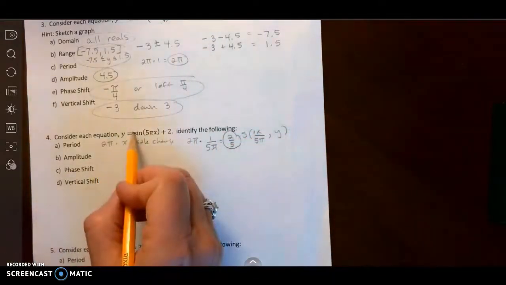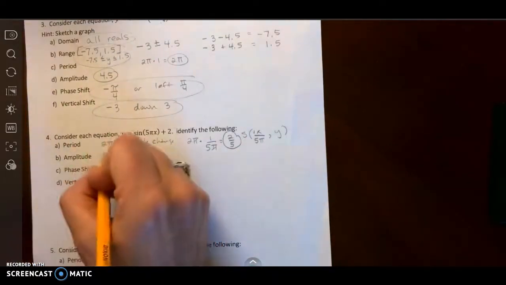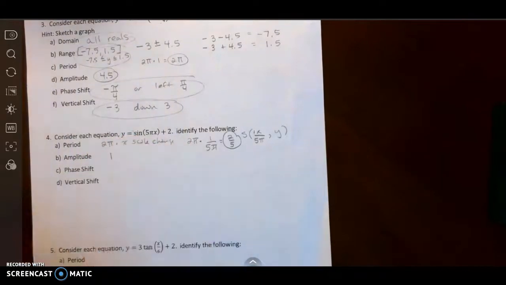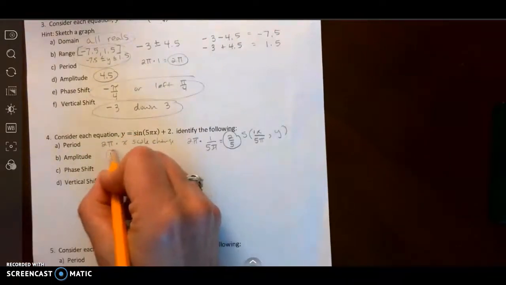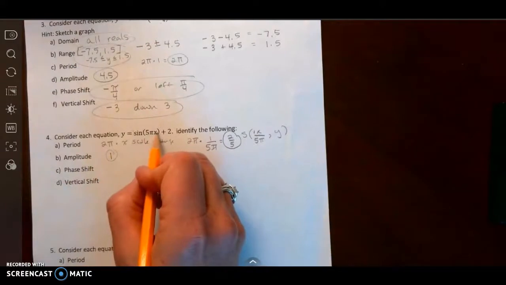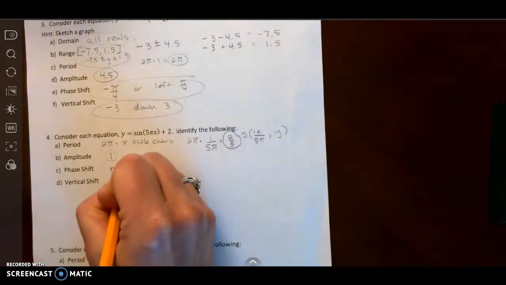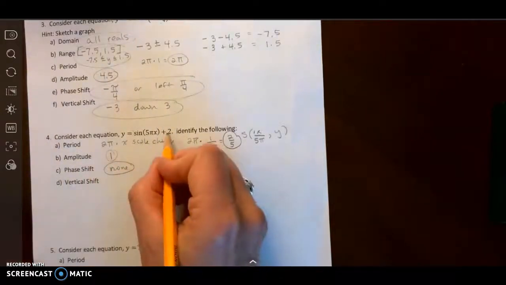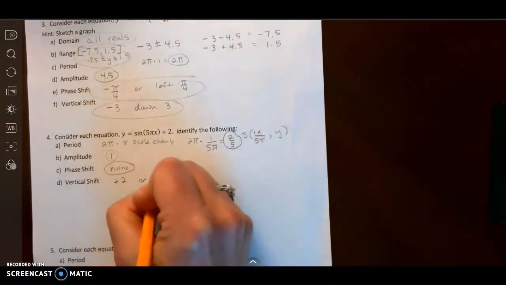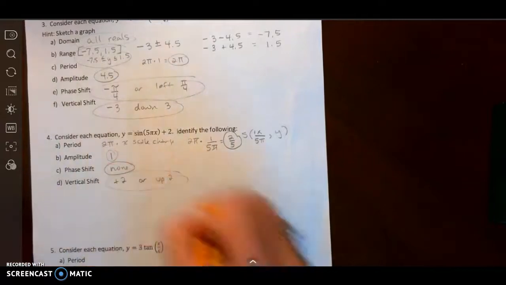The amplitude, I don't see any number out front being multiplied by y, so the amplitude is still just 1. The phase shift, we're not adding or subtracting anything to the x inside the parentheses, so there is none. And the vertical shift is plus 2 or up 2 units.